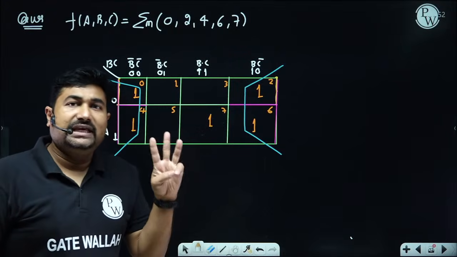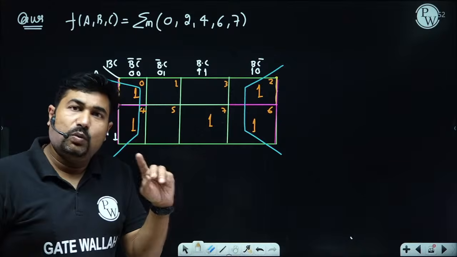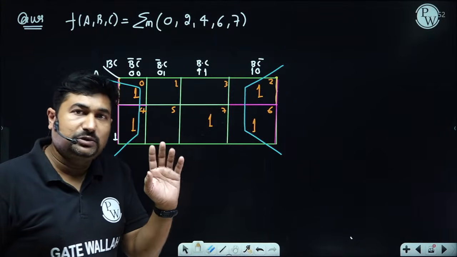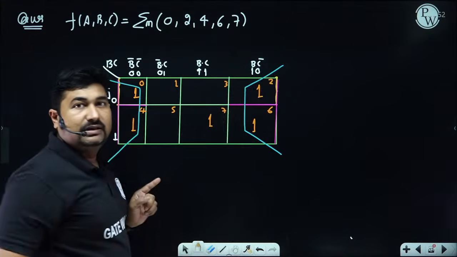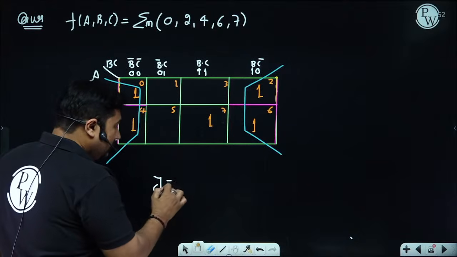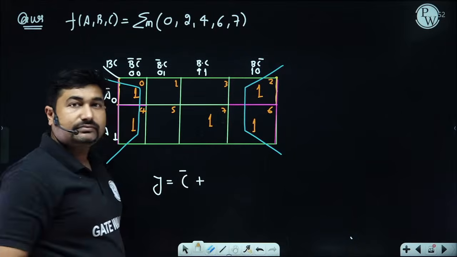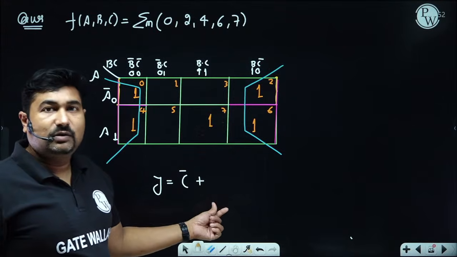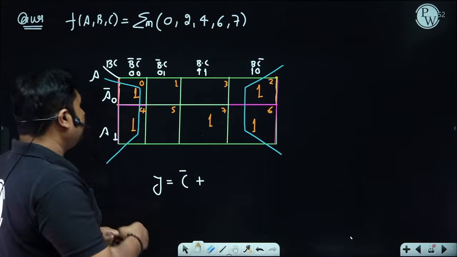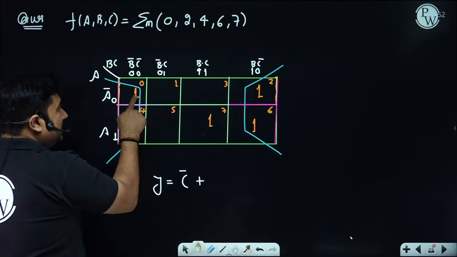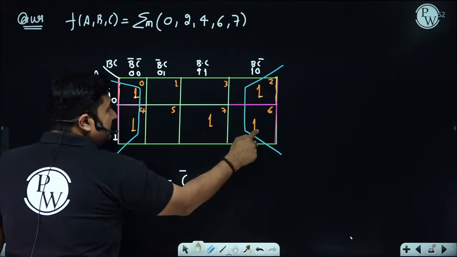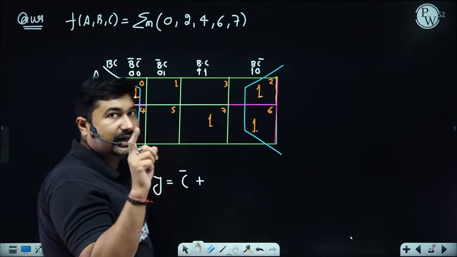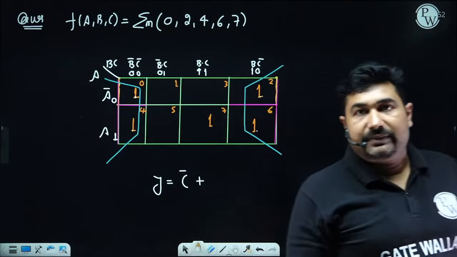In total we have A, B, C, 3 variables. So 2 variables get eliminated. So it means a quad will give only C bar. How many of you are now able to understand? Out of A, B, C, we have only C bar, only 1 variable. 2 variables get eliminated by the quad. In all of the minterms, only C bar is common. Is it okay? Yes, sir.